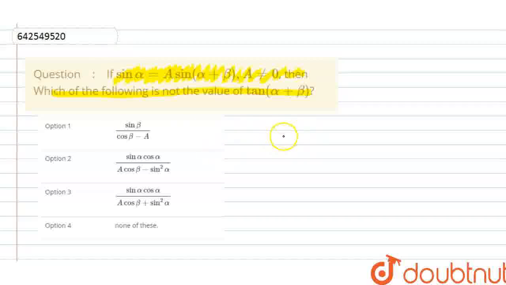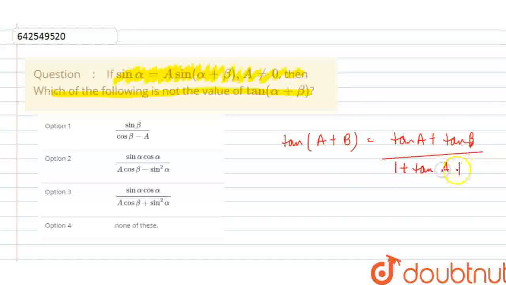So here we will be using this identity, that is tangent of A plus B, which is equal to tan A plus tan B upon 1 plus tan A tan B. Sorry, it is B, not beta. Through a small error, it is not plus, it is minus in between in case of this identity. So it is 1 minus tan A tan B. This is what we will be using.